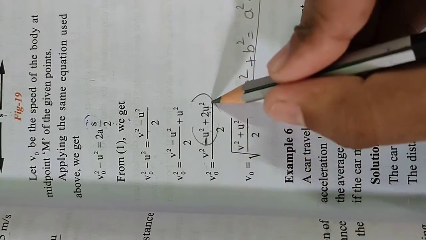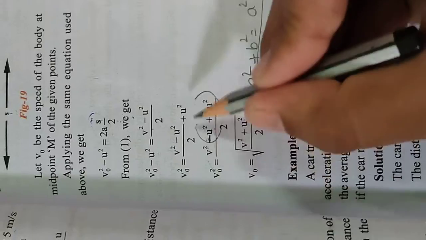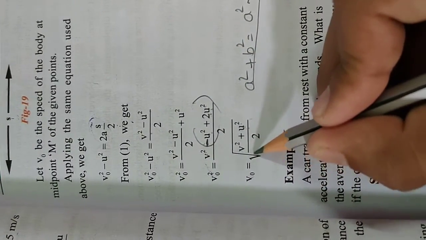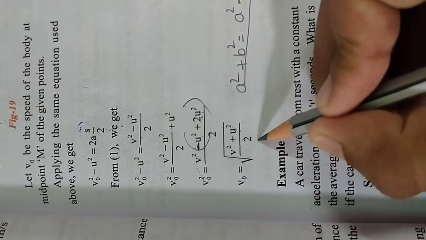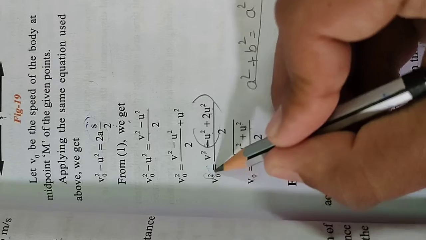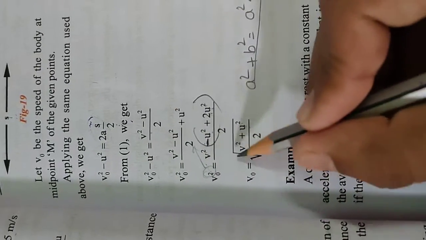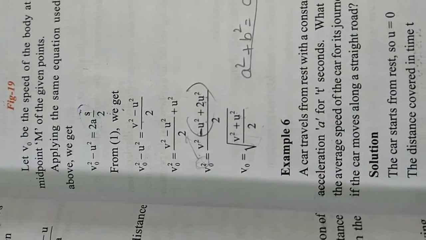If we transfer this square over here, we'll get v naught is equals to the whole root of v square plus u square by 2. What I am doing is just transferring this square over there, so I'll get a root here.